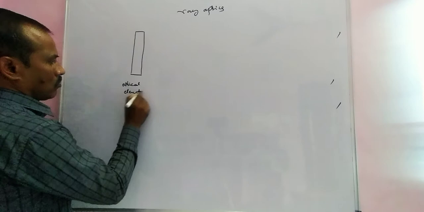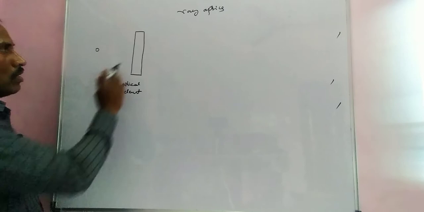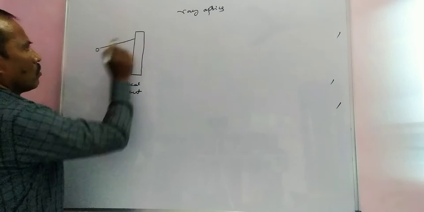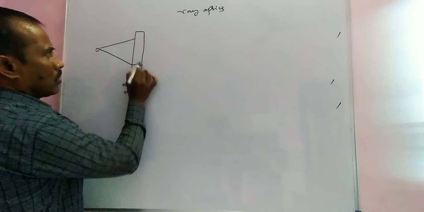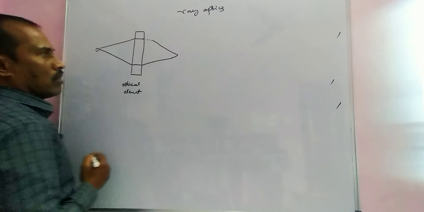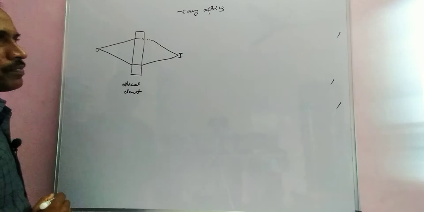Now the object is placed in front of this optical element. Two rays are incident on the optical element, and after that these rays meet at a point behind the optical element. This is the image, and this is the object. This image is a real image, and this is a real object.